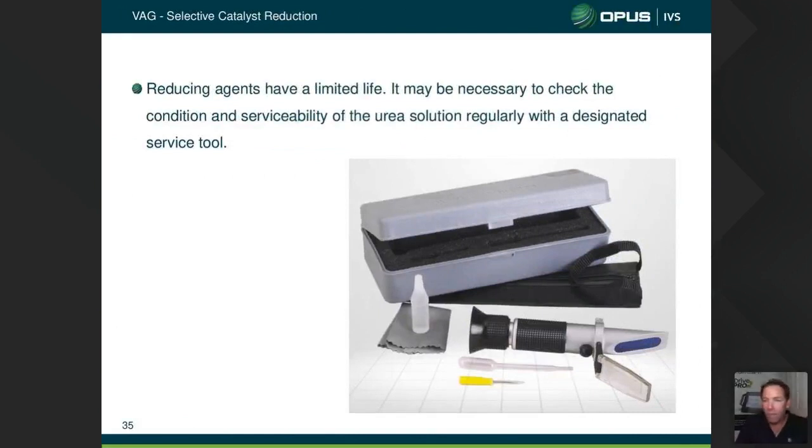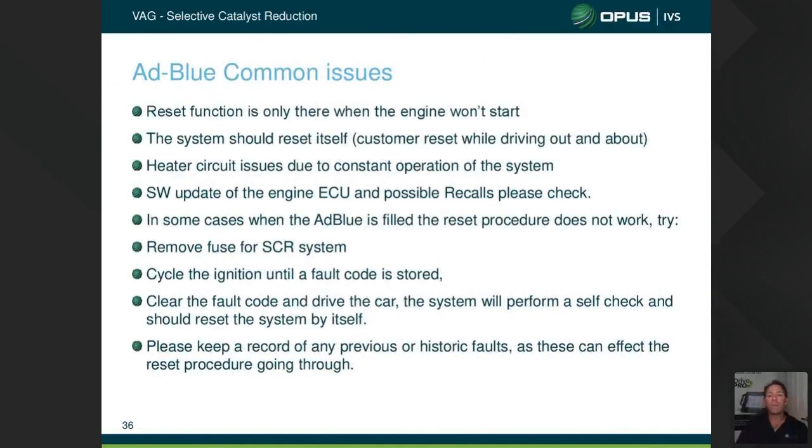So reduction agents have a limited life. It might be necessary to check the condition and serviceability of a urea solution regularly with a designated service tool. Now, most manufacturers just recommend the refractometer rather than a hydrometer, because we can measure the ammonia content and bacteria level using that. It's a much better tool than a simple hydrometer. Although most people in Australia tend to run out of AdBlue before it needs to be replaced because it's gotten too old.